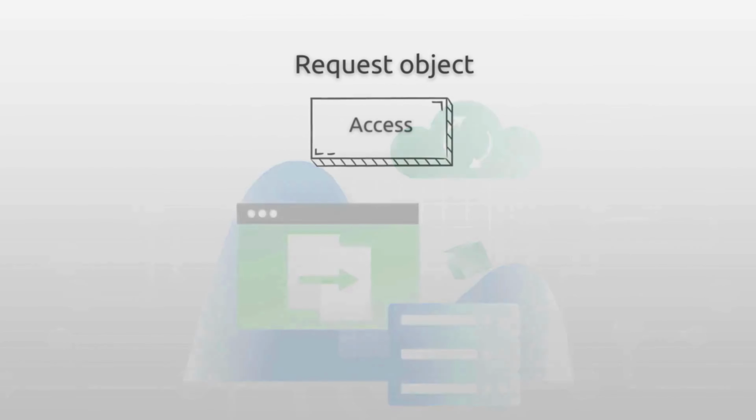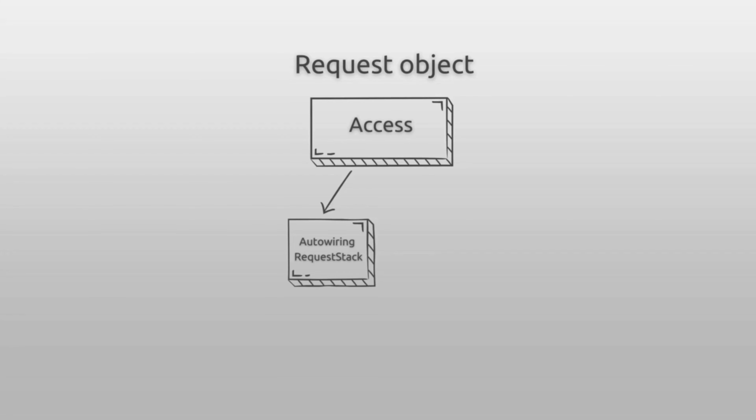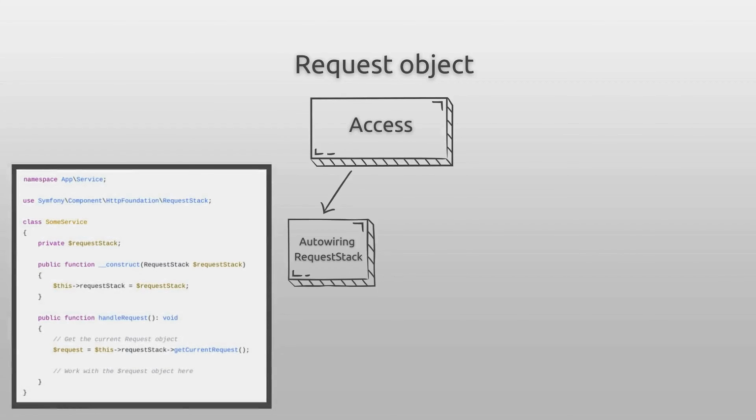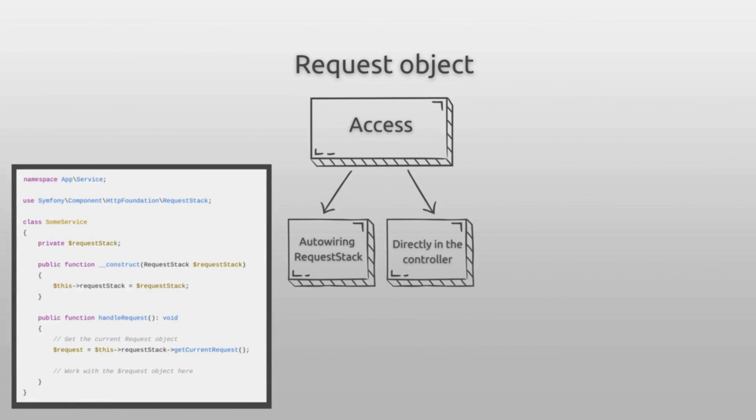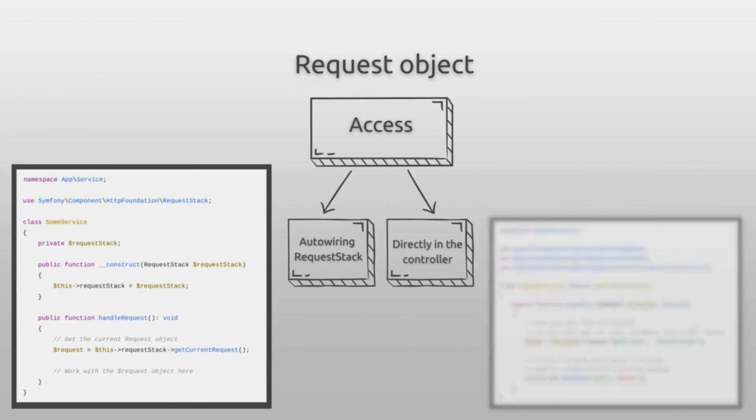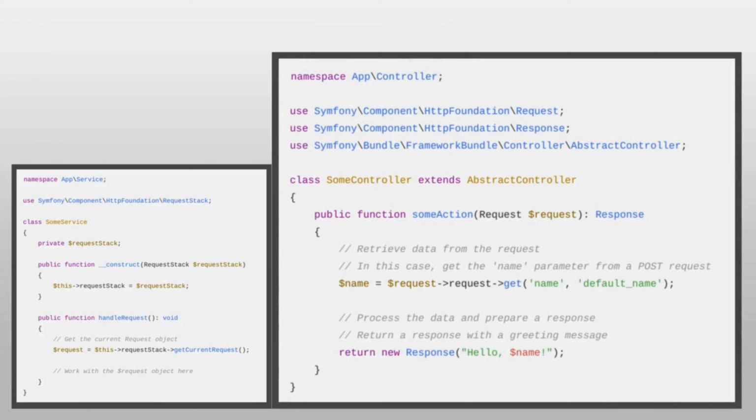You can access this object in two ways. First, via the request stack. This is used in services where you can inject the request stack and retrieve the current request. And second, directly in the controller. By passing the request object as an argument to a controller method, Symfony automatically passes the current object. The request is not a service, but it can be passed to a controller as an argument.